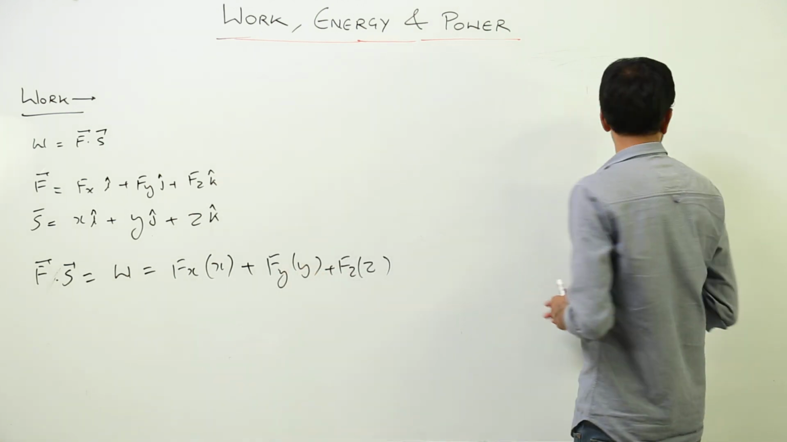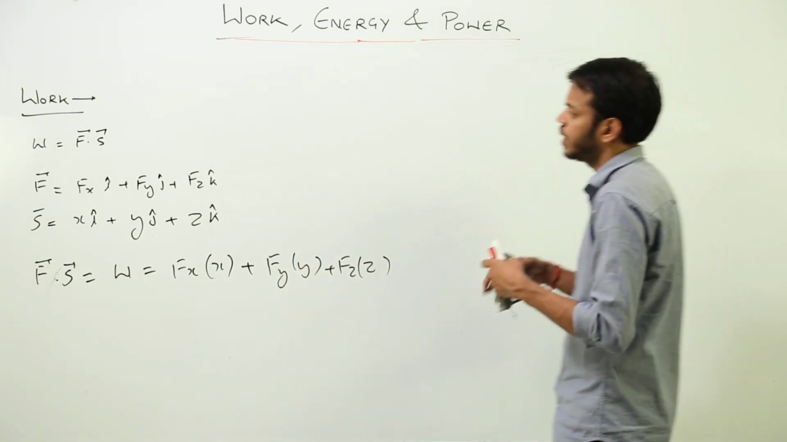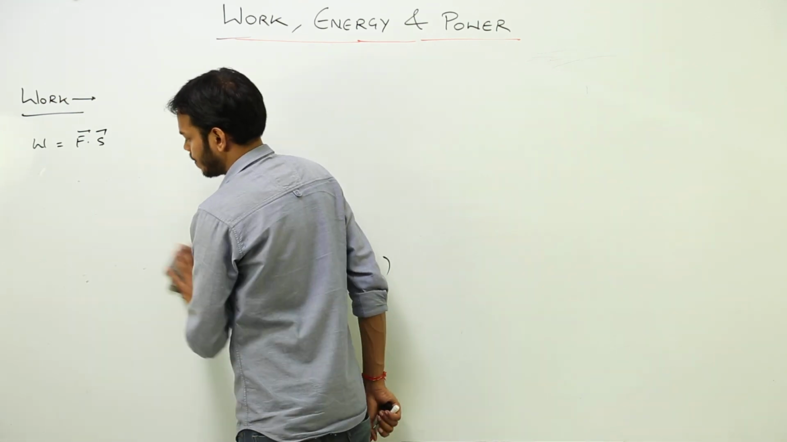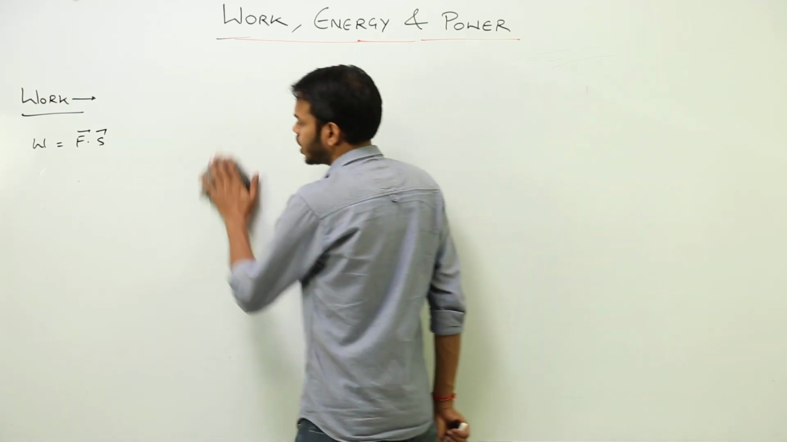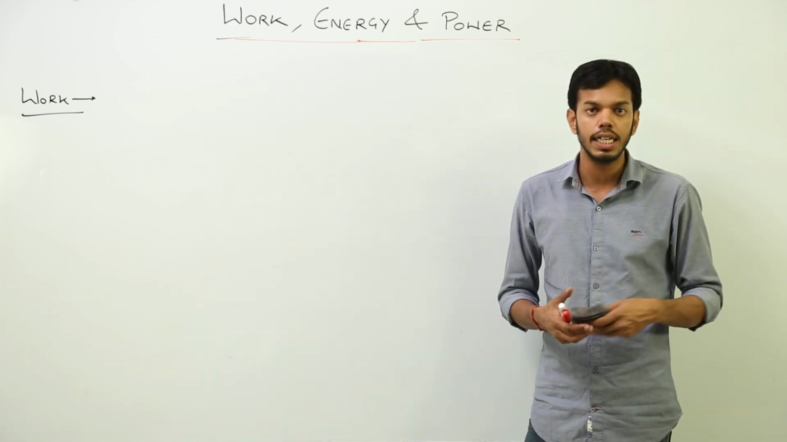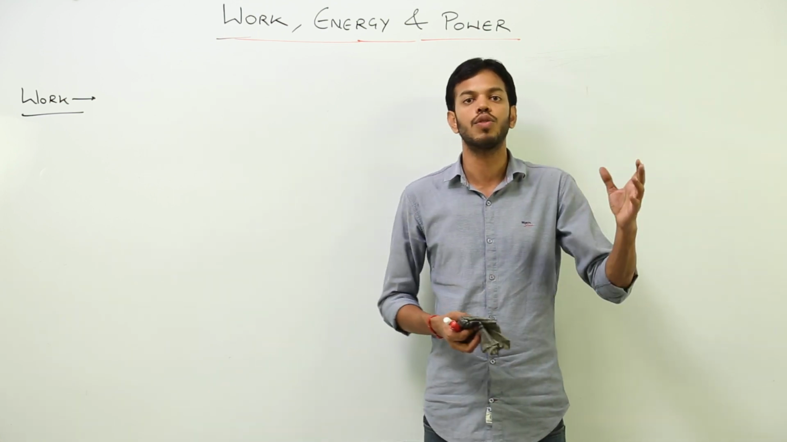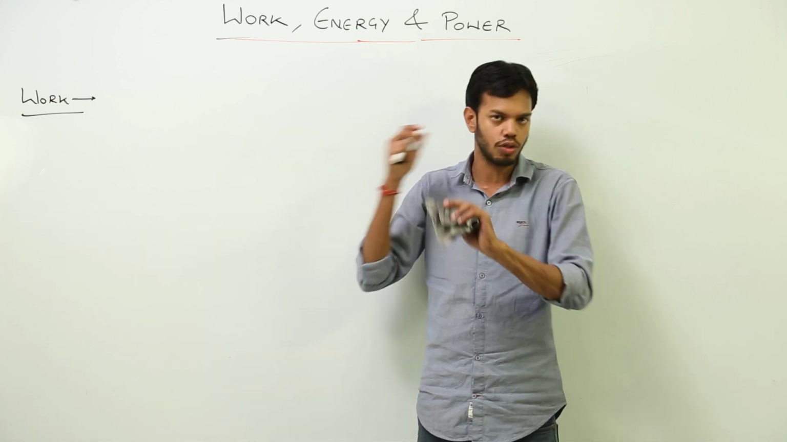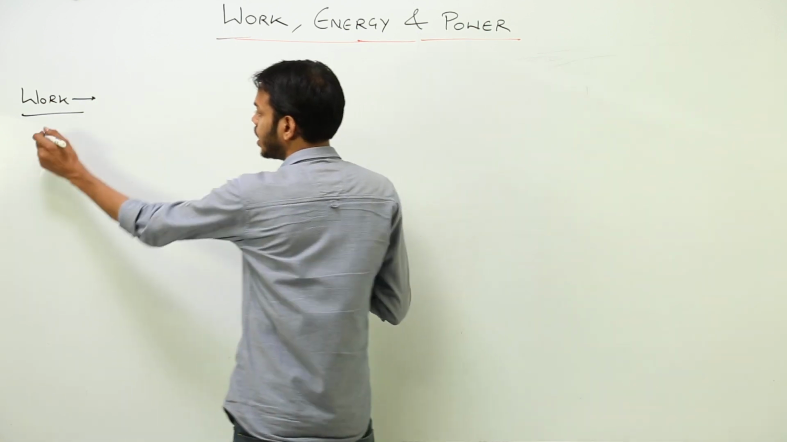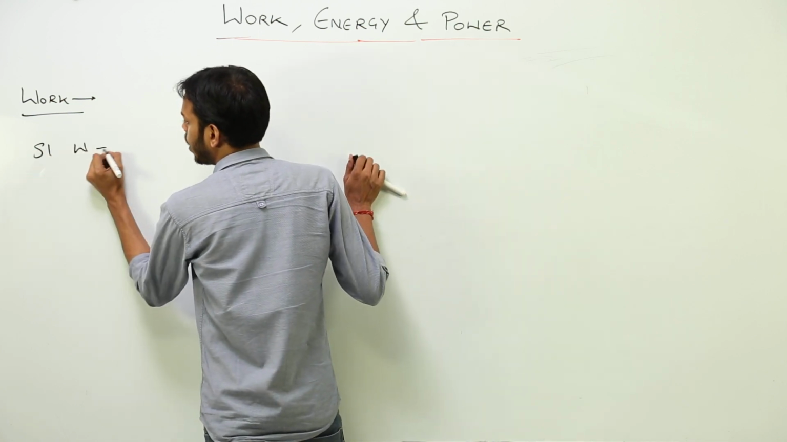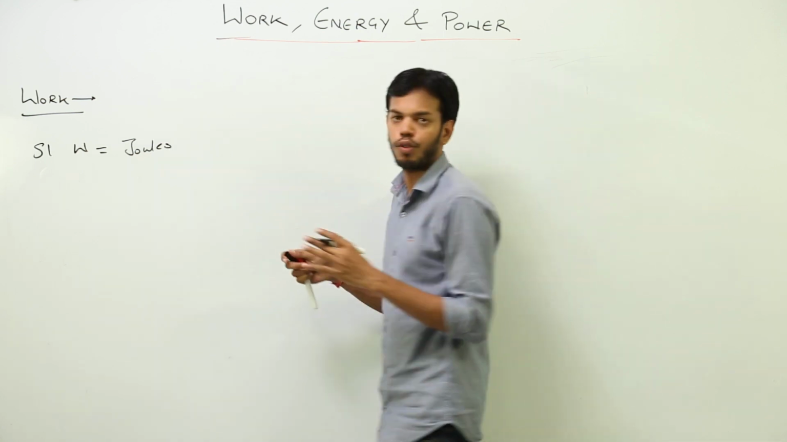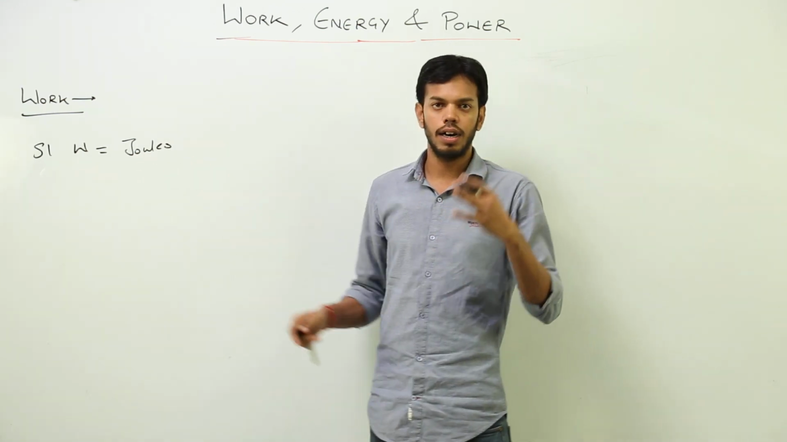Now what is the SI unit of work done? For example, do we know the SI unit of force, which is newtons, right? What is a newton? Force is defined as product of mass and acceleration. I am not going into the technical definition. Right now we are doing the SI unit, so the SI unit of work is called joules.